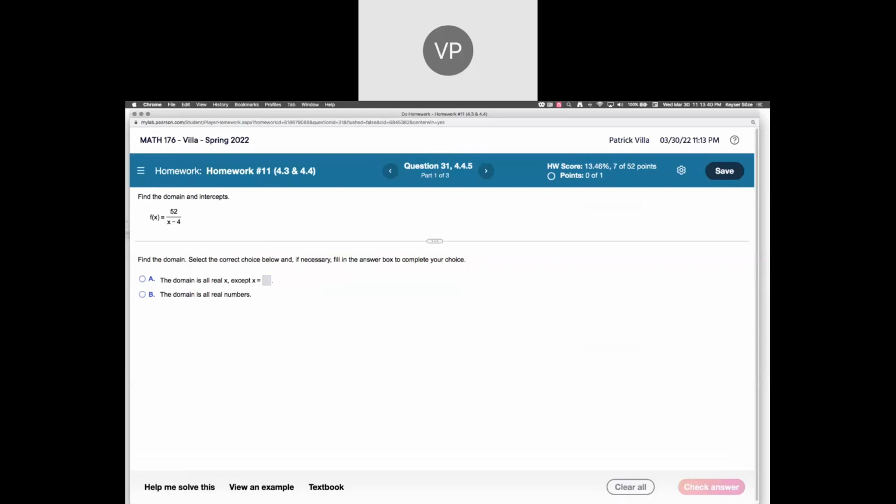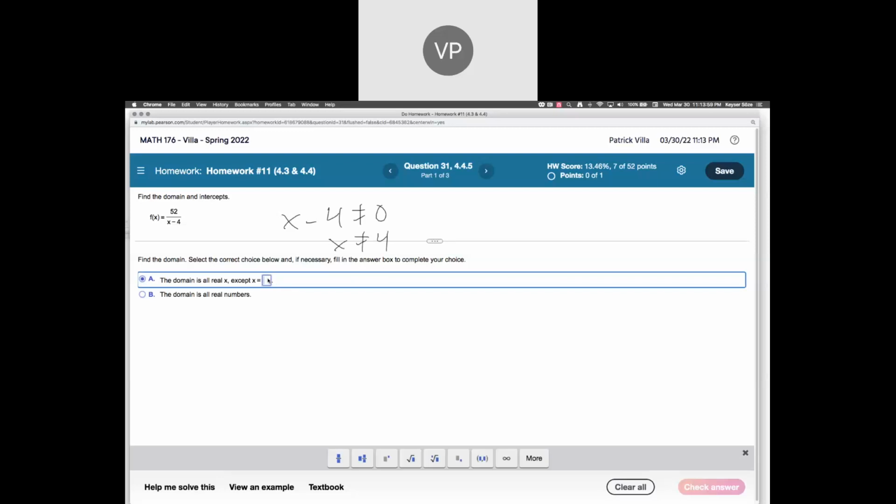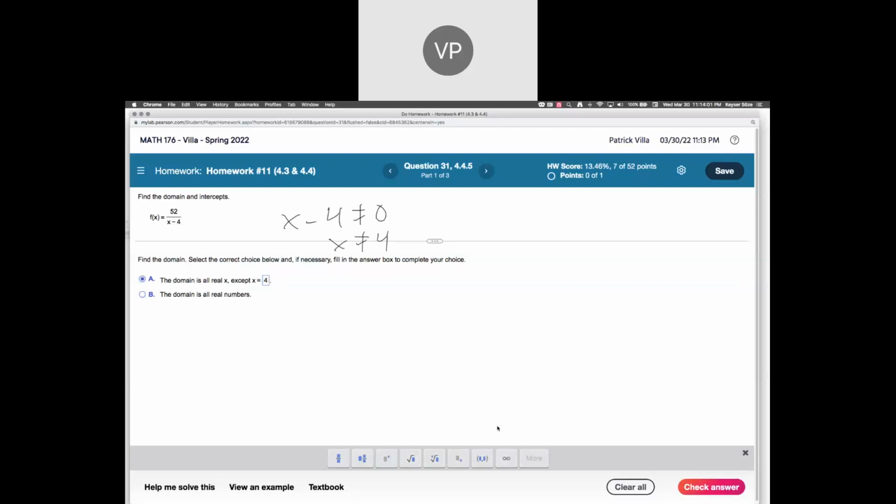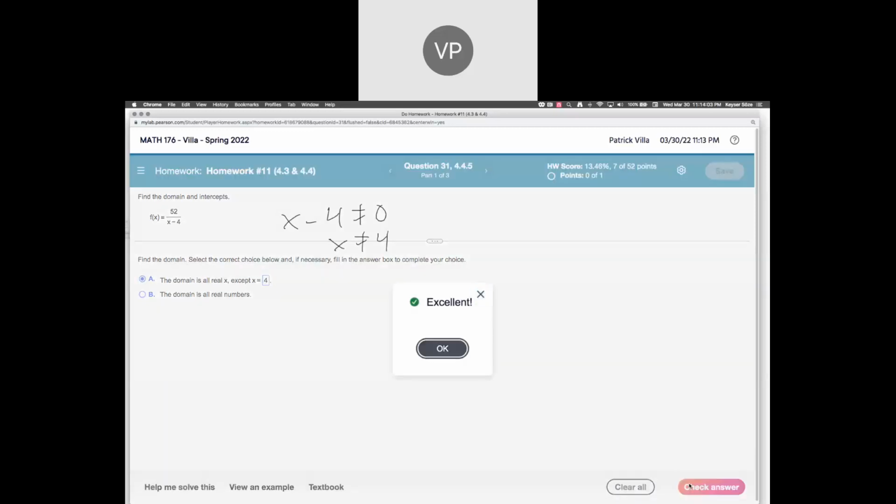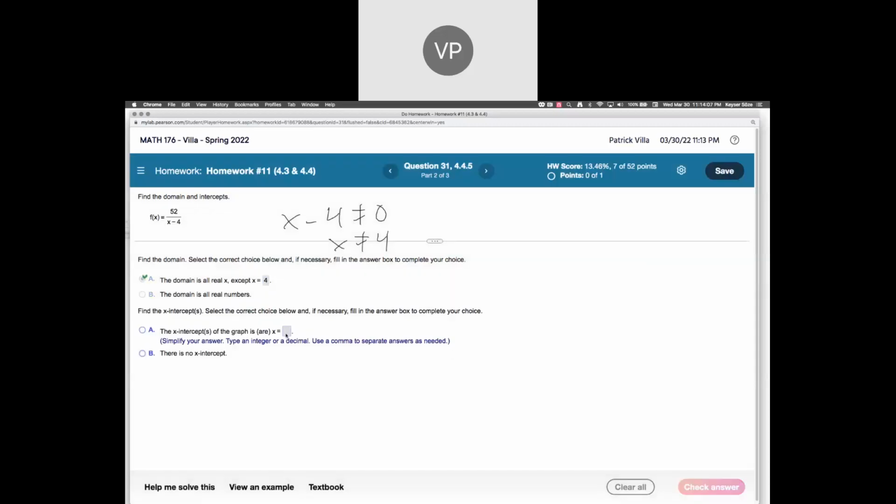So in this one, we want to find the domain and the intercepts. Well, this isn't so bad. I can already look at it and say, to get the domain, I set the bottom not equal to 0, which means I cannot have 4. So my domain is going to be all real numbers except that positive 4. Every number except 4. And check it. We're good on that one. Okay. Part 2, let's find the intercepts.